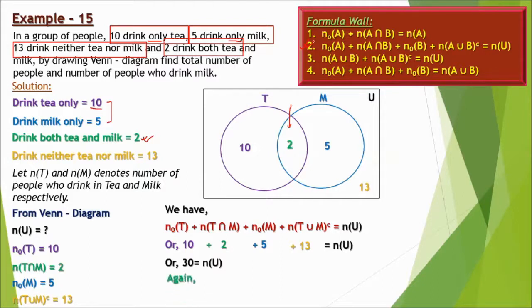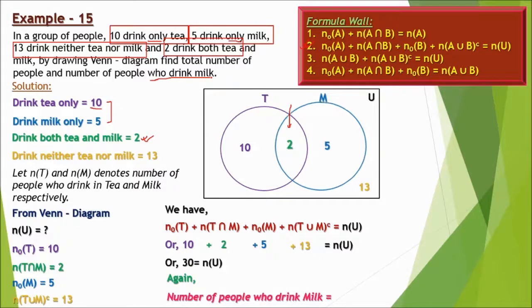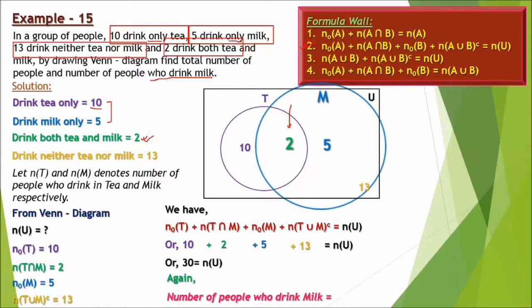We have to find another also, the people who drink milk. Where is the milk circle? It's there. See. Now you may say 13 is also in the milk circle. No, exactly, 13 is not in the milk circle. Only these two values are in the milk circle, so we have to add them. So 2 plus 5 is equal to 7. So 7 people like to drink milk.